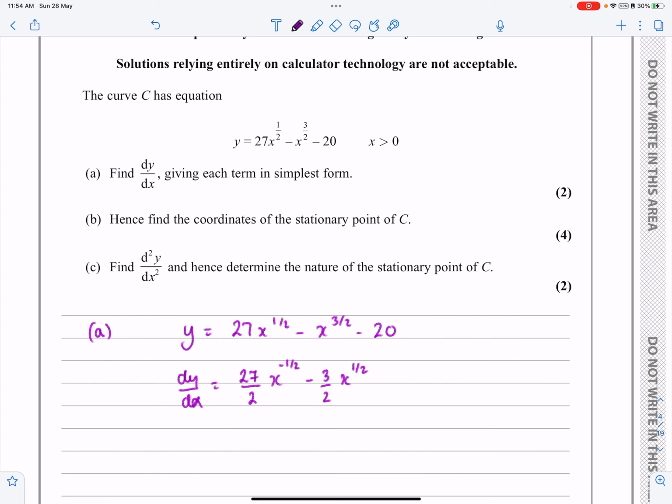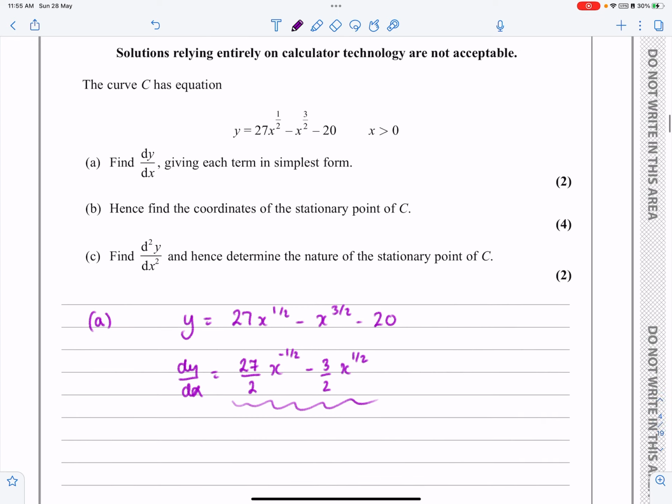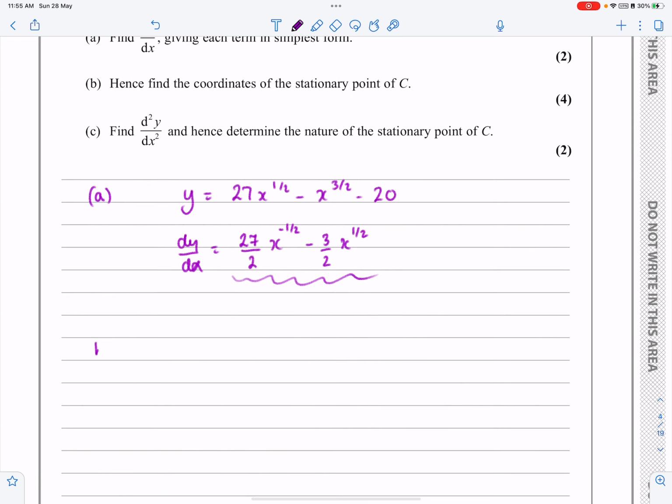Now it asks me to give each term in its simplest form. That's absolutely fine. I don't need to do anything else with that. If they want me to mess around with the x to the minus half and tidy it all up, they will ask me, as they do in this question, a follow-up question that means I need to do a little bit more work with my actual expression.